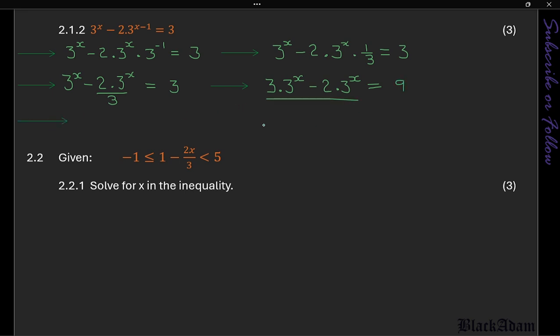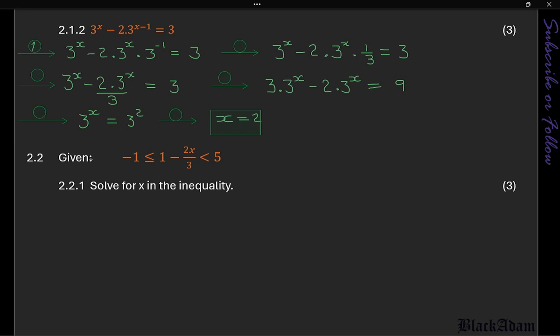So from there we know that, okay, same term, so 3 minus 2 will give us 3 to the power x is equal to 9. We write 9 in exponent form as 3 to the power 2, so that means the base is the same. Now x is equal to 2.